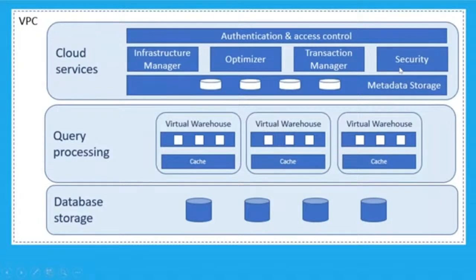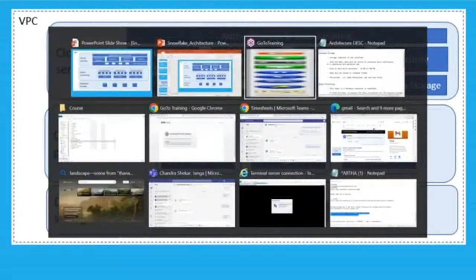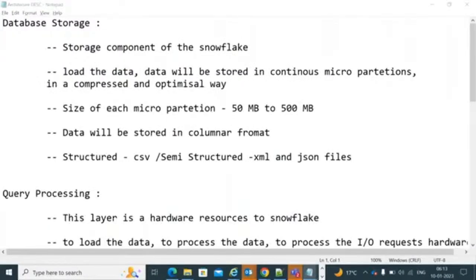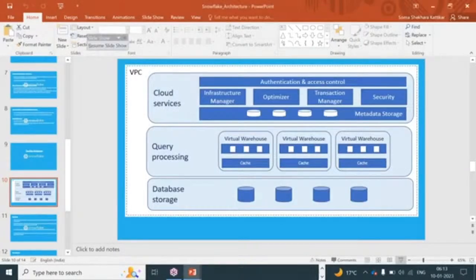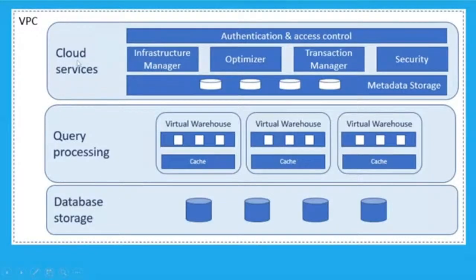Guys, actually, we have three layers in Snowflake architecture. One is the cloud services layer. Another one is the query processing layer. The third one is the database storage layer. Let me repeat once again.